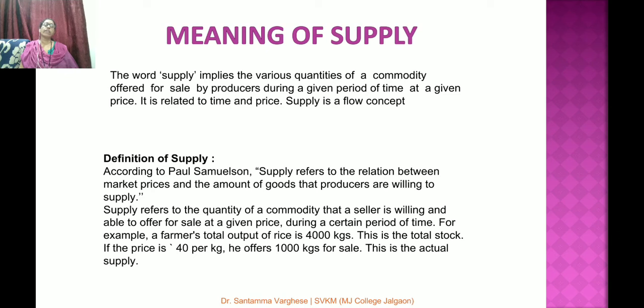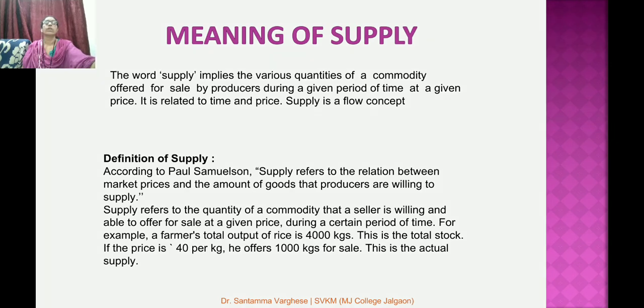For example, a farmer's total output of rice is 4,000 kg. This is the total stock. The total product output is the total stock. Now, if the price is 40 rupees per kg, the farmer offers 1,000 kg for sale. This is the actual supply. So, total 4,000 kg he has stocked, and at 40 rupees he has supplied only 1,000 kg. So what is the actual supply? 1,000 kg. The rest is in the stock. Here we can see the stock exceeds the supply.